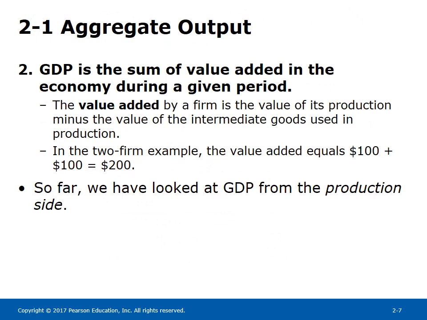2. GDP is the sum of value added in the economy during a given period. The value added by a firm is the value of its production, revenue from sales, minus the value of intermediate goods used in production. In the two-firm example, the value added at each stage of production equals $100, value added by the steel firm, plus $100 value added by the car firm, equal $200. So far, we have looked at GDP from the production side.